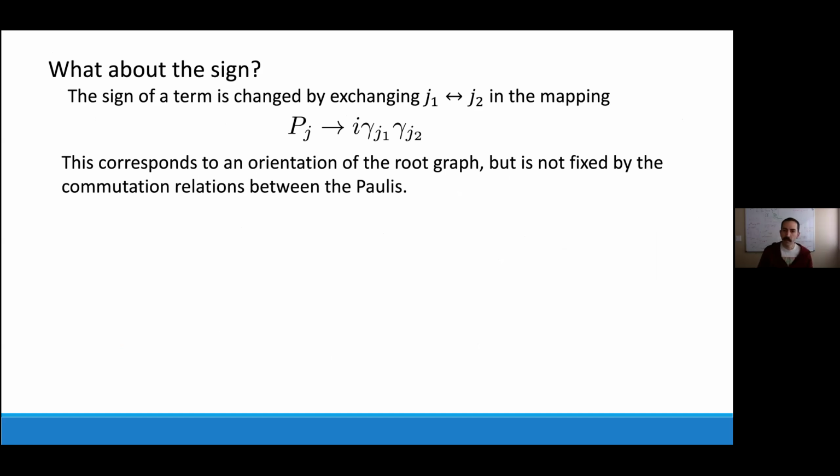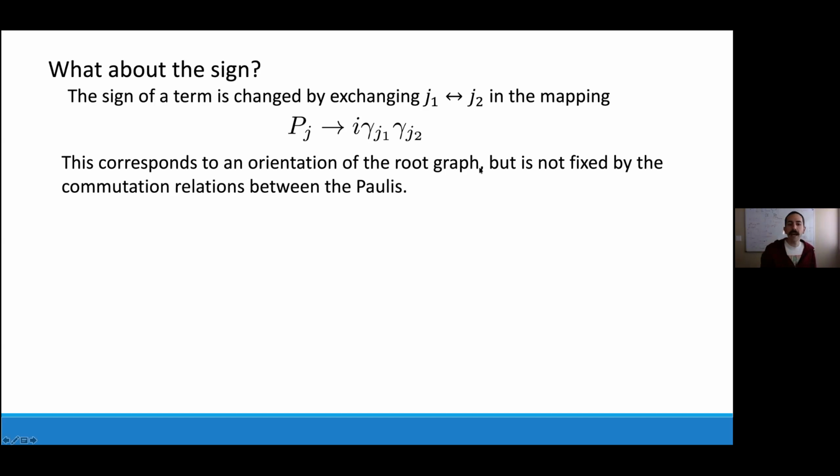There's one thing that I've glossed over here, which is the following. The sign of a term is changed whenever I exchange these labels J1, J2 in this isomorphism. Remember, how we're doing these mappings is we're taking each term in the Pauli Hamiltonian and associating fermion bilinears to it. But this choice J1, J2 was kind of arbitrary, right? I can flip the signs of these things by just exchanging these labels. So which choice of label is correct? Are they both correct? Is it non-canonical? How should we have been handling this sign information? This corresponds exactly to an orientation of the root graph.